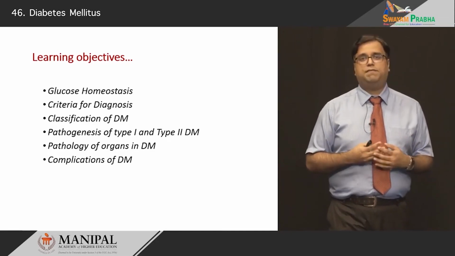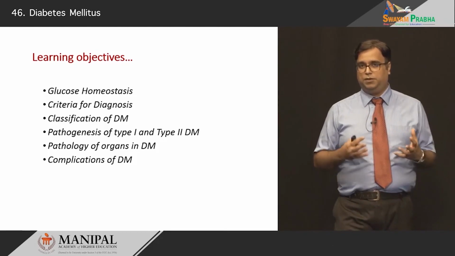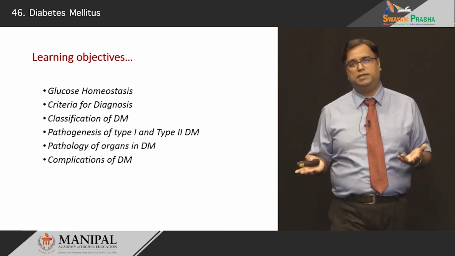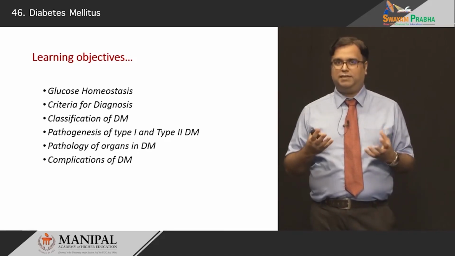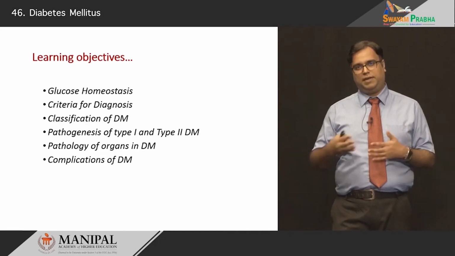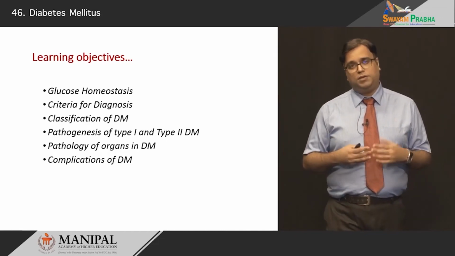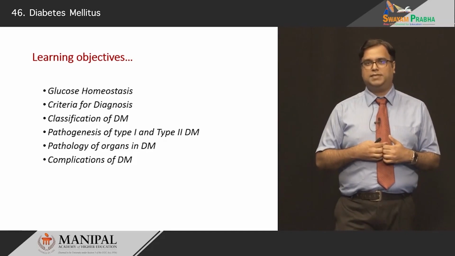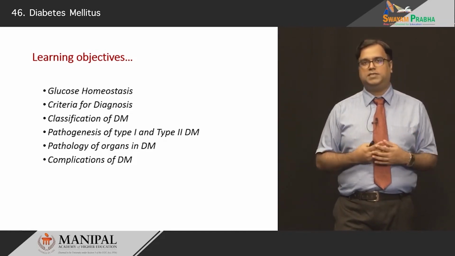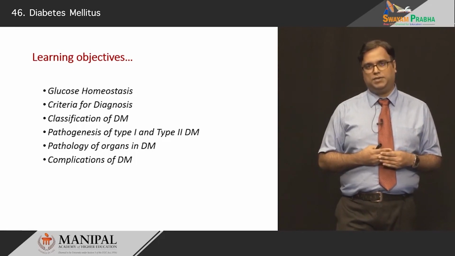We'll also discuss the classification of diabetes mellitus. We used to call it type 1, type 2, insulin dependent, insulin not dependent. Now that's a very redundant concept. There are newer classifications that target etiology, so we'll look at that as well. We'll also try to understand what inherently happens in these two entities, type 1 and type 2 diabetes. What is the pathogenesis which underlies these disorders?